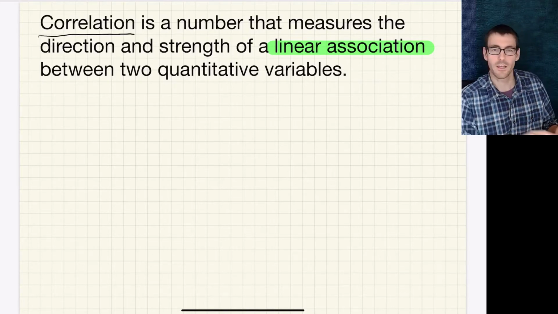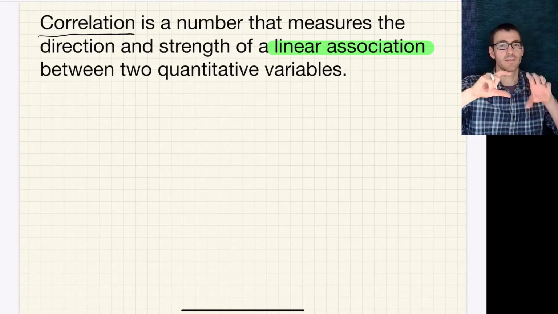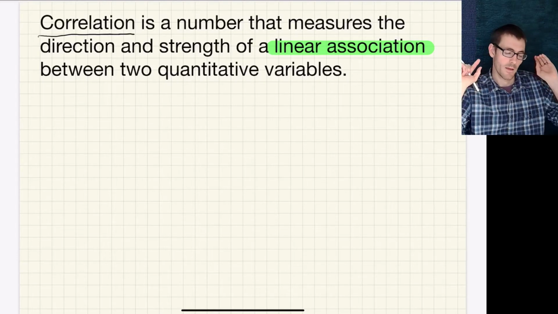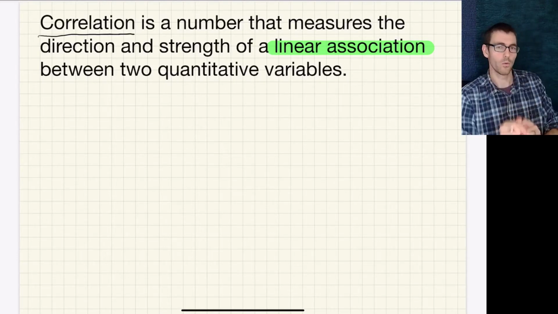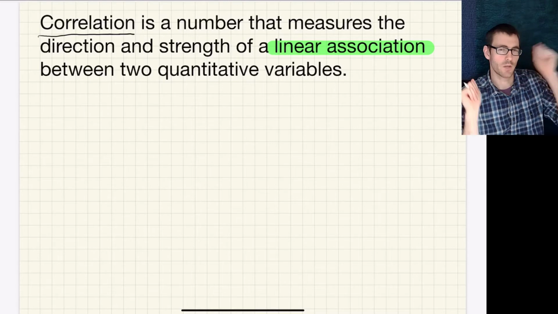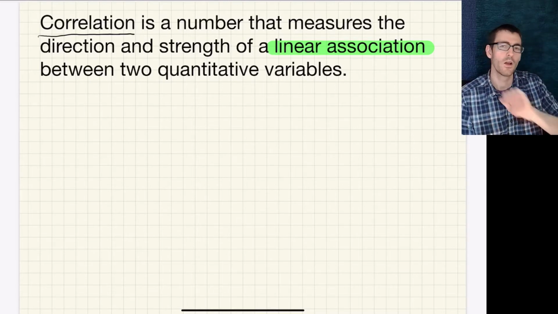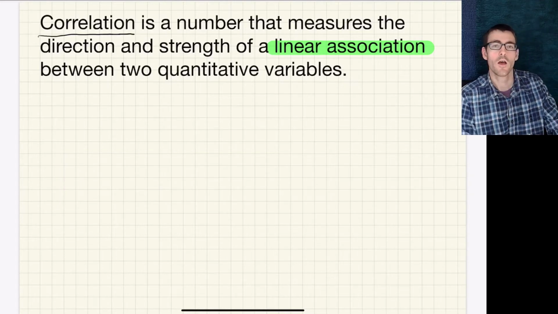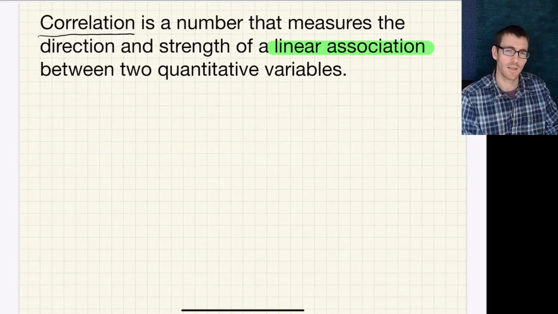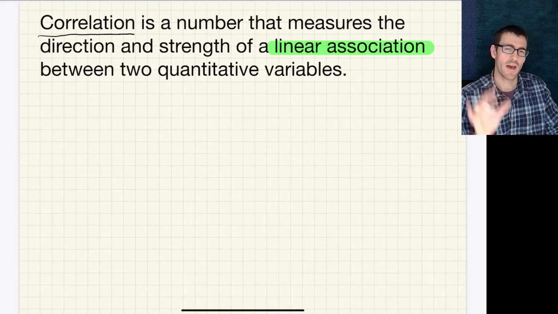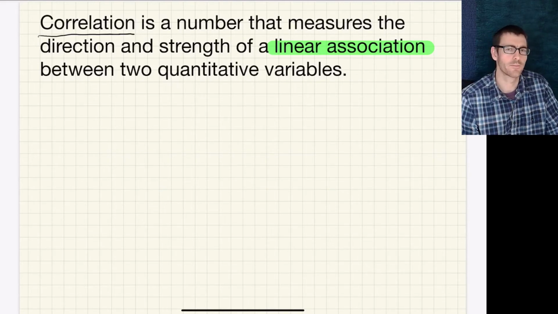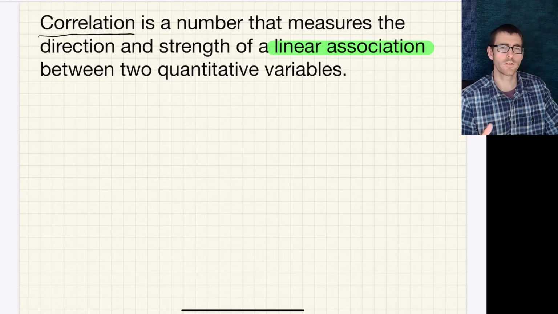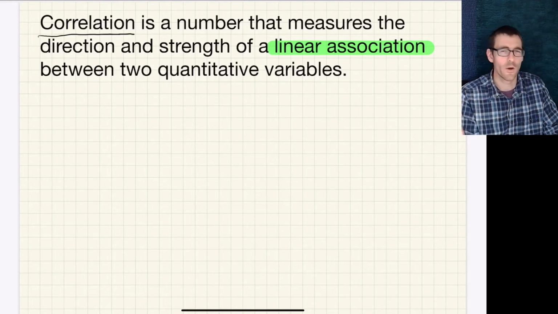So we've been talking about how a data set might have some sort of bend in it. This correlation number only applies if the association is linear. Right at the end of this video, we'll talk a little bit about what we can do if it's not linear, but before you do any correlation calculation, you have to make sure that your association is at least relatively linear. We also want to generally avoid outliers.